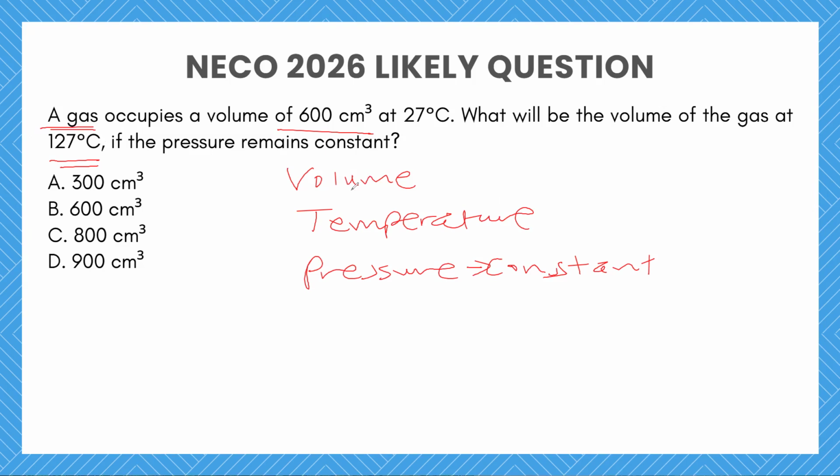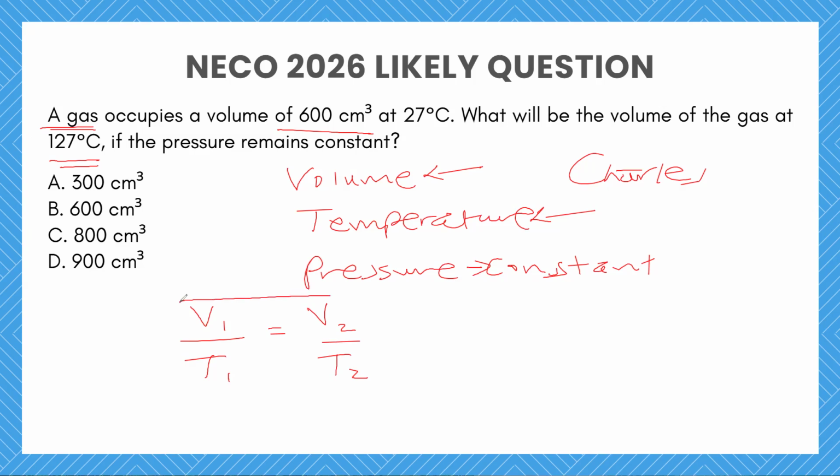Now, the law that relates the volume of a gas with the temperature of that gas when the pressure is kept constant is called Charles' law. And the expression of Charles' law says V1 divided by T1 is equal to V2 divided by T2. I have an entirely different video that goes into detail breaking down how this expression was arrived at. So go ahead and check out my YouTube channel to see that video. But this is the expression of what Charles' law is all about.